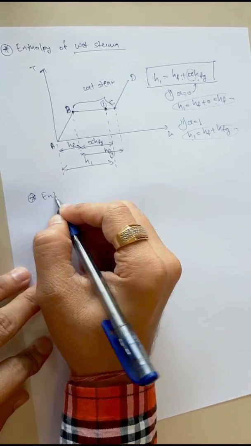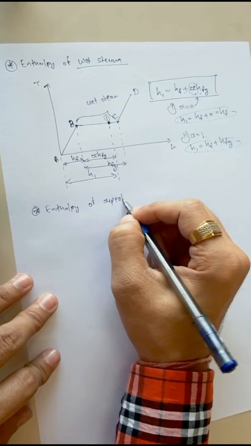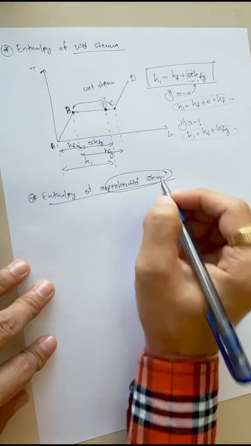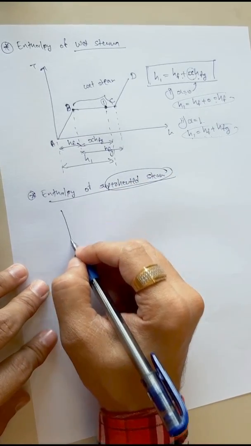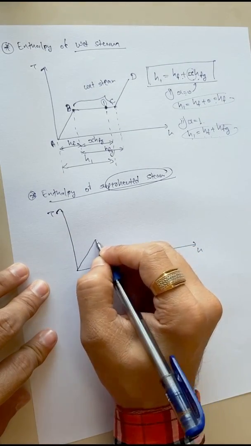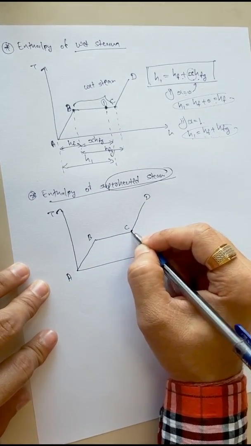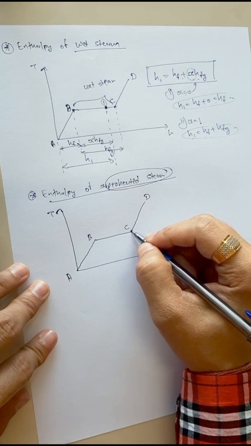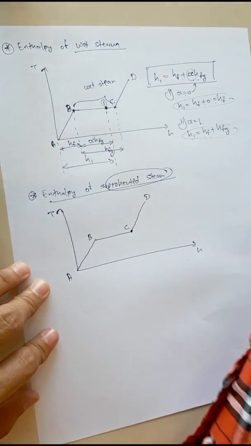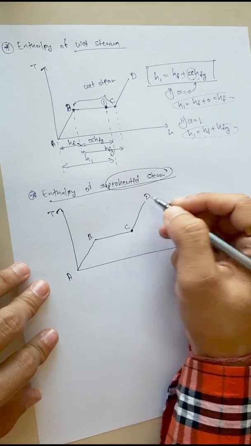Next is enthalpy of superheated steam. Now we are talking about superheated steam. In the TH plot, superheated steam is present beyond point C. The amount of heat required to raise the temperature of water beyond saturation temperature is superheat. So superheated steam is present beyond point C.